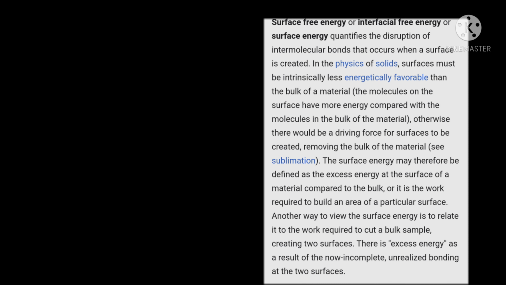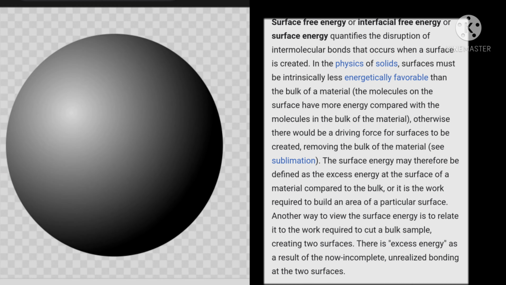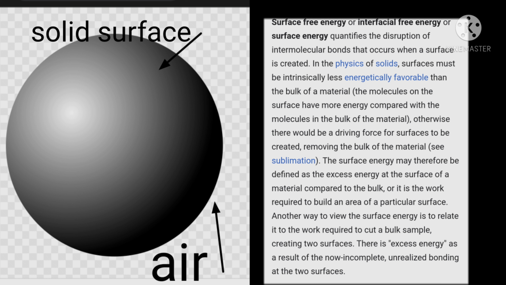Surface energy is the energy which an object having a particular surface area, say for example a spherical surface area, possesses due to the presence of an interface of that object with a different medium, for example water, air, milk, etc.